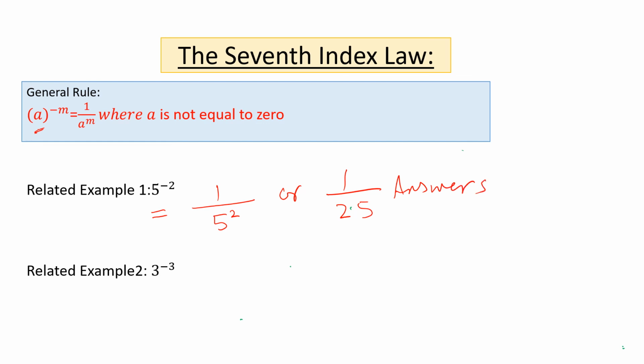If we have 3 raised to the power negative 3, we will write 1 over 3 raised to the power 3, or 3 raised to the power 3 means 3 times 3 times 3, which is 27. Both answers are correct.